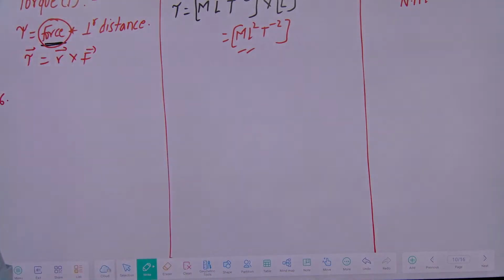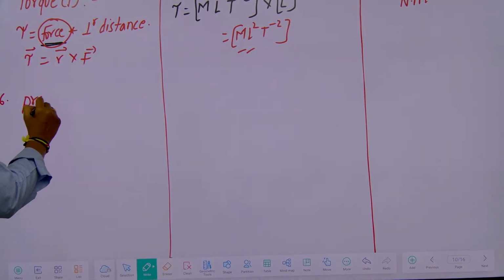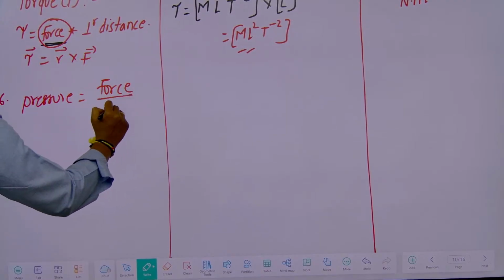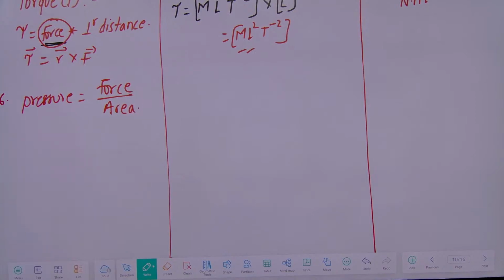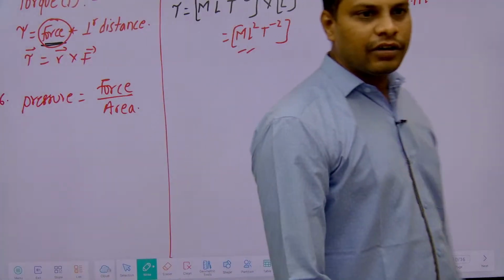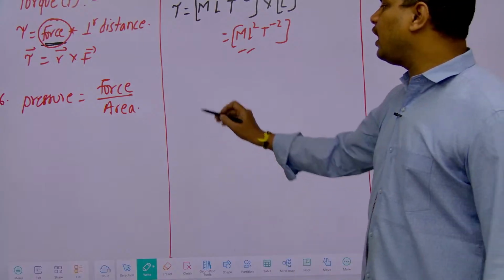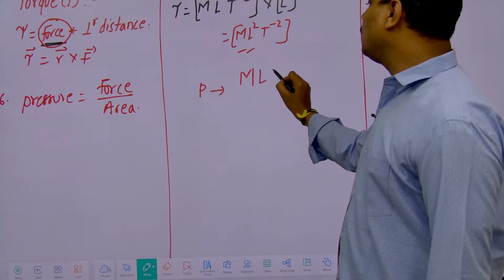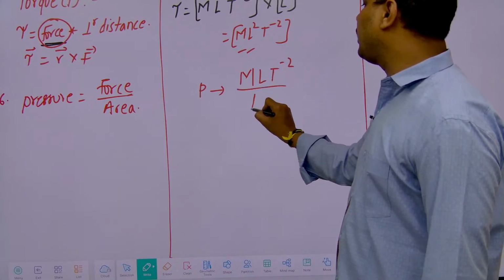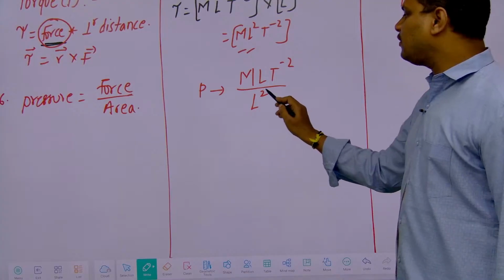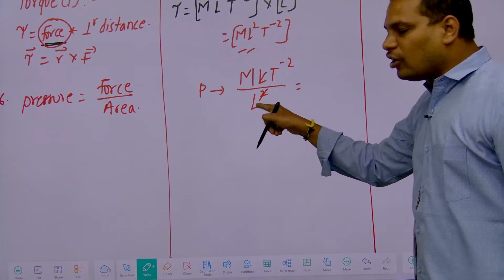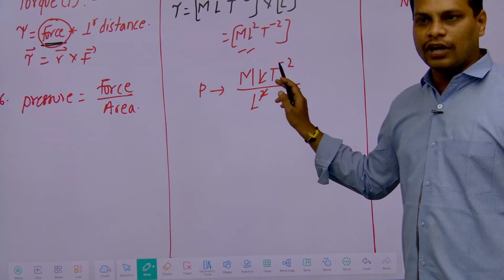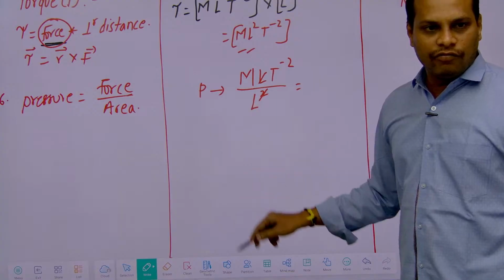Pressure is there. See, pressure. What is the formula for pressure? Force per unit area. Now what is the dimensional formula for pressure? Force per unit area. Now tell me, what is the dimensional formula for force? M L T power of minus 2 divided by area L square. Cancel one L and one L. Now this L is in the denominator, so if it goes up, it becomes minus 1. One L got cancelled, one more L is left.